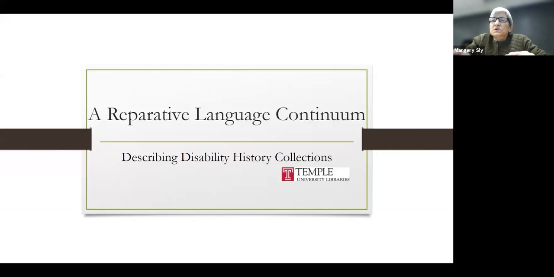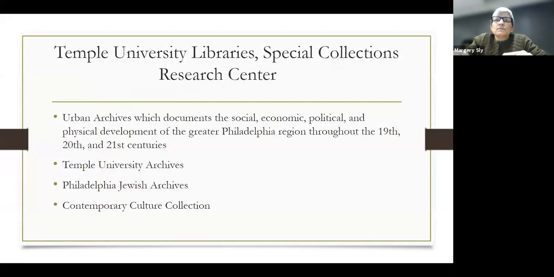Next slide, please. Collecting around disability rights was a natural for the Special Collections Research Center, specifically our Urban Archives, which was founded 54 years ago by Temple's History Department to document the social, economic, political, and physical development of the Greater Philadelphia region throughout the 19th, 20th, and now 21st centuries.